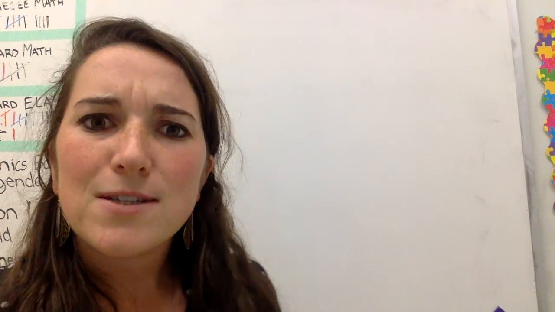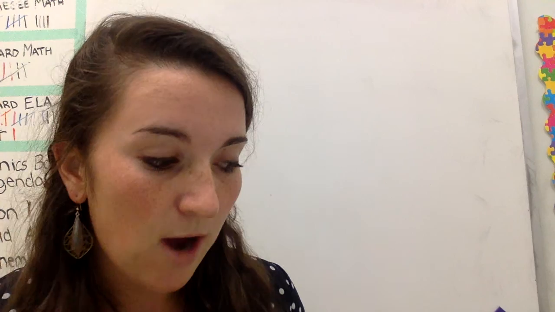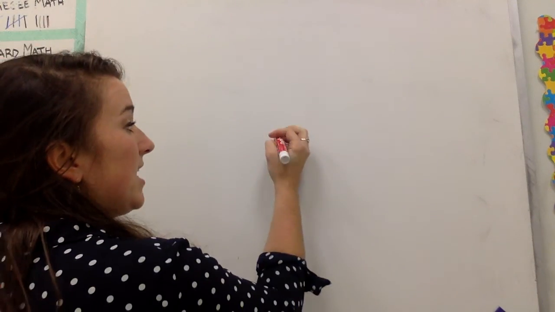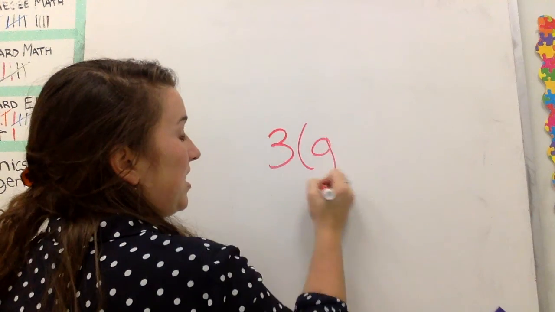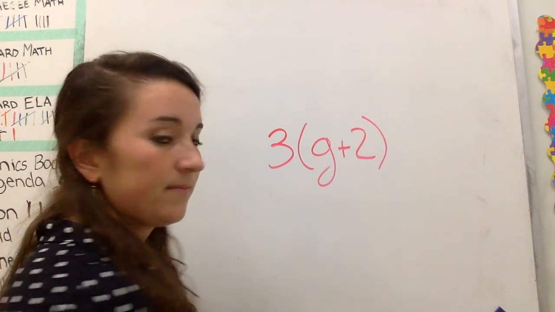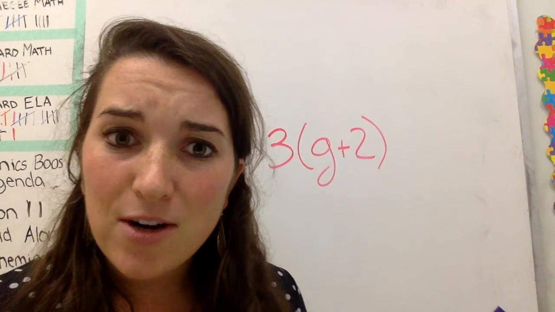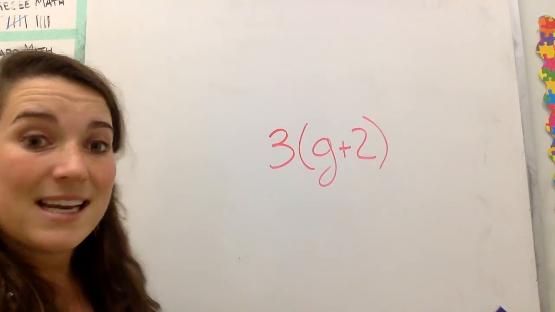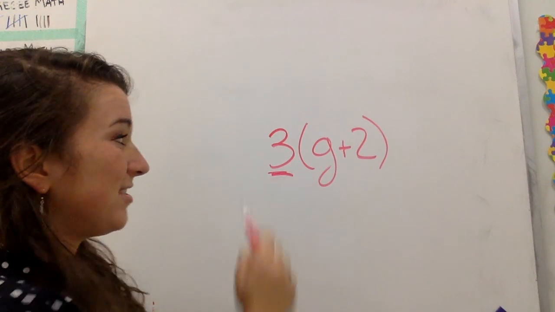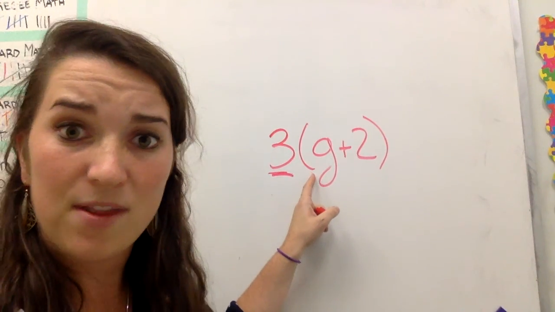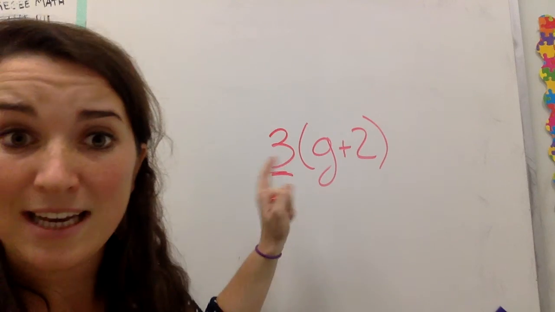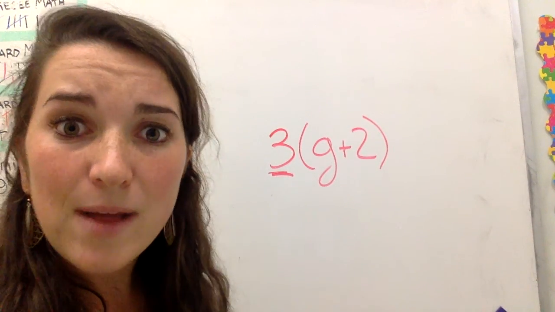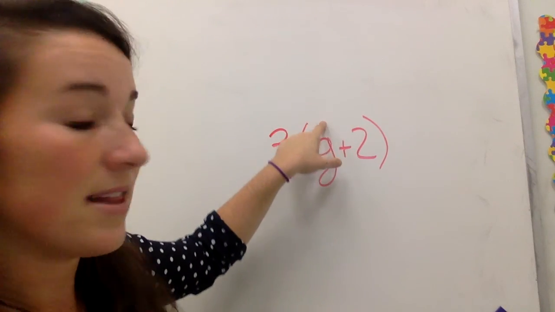Okay, so let's look at this first problem. This first problem says rewrite using the distributive property. And it's 3, and then in parentheses, g plus 2. Okay, I know it's been a while since we've done the distributive property, but what the distributive property means is that we're taking the number on the outside, and because there are parentheses there, we know that means multiplication because we don't see a sign in between the number and the parentheses. So we need to take that number and multiply it by everything inside the parentheses.